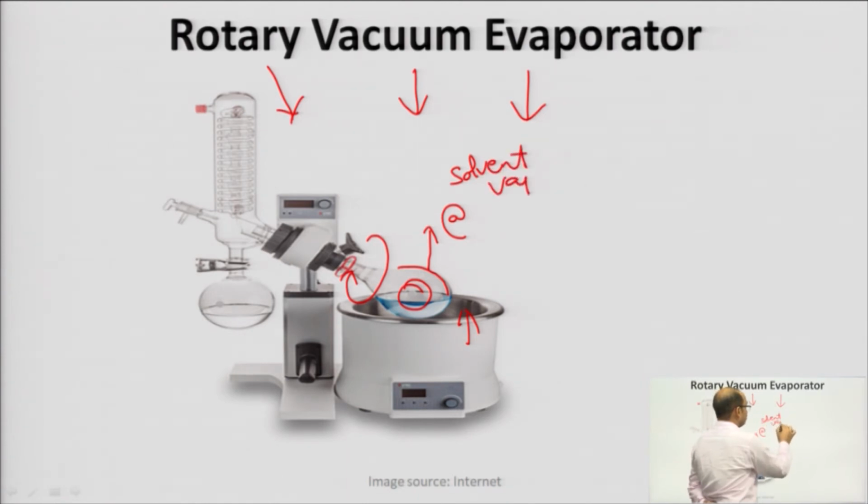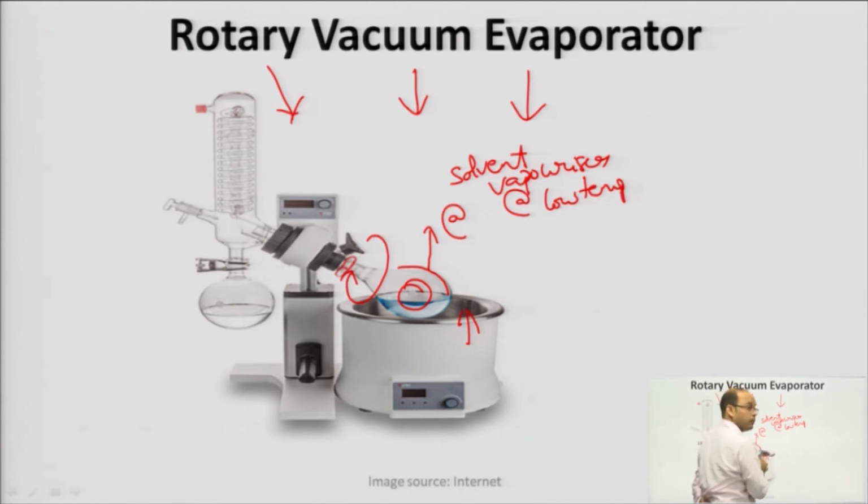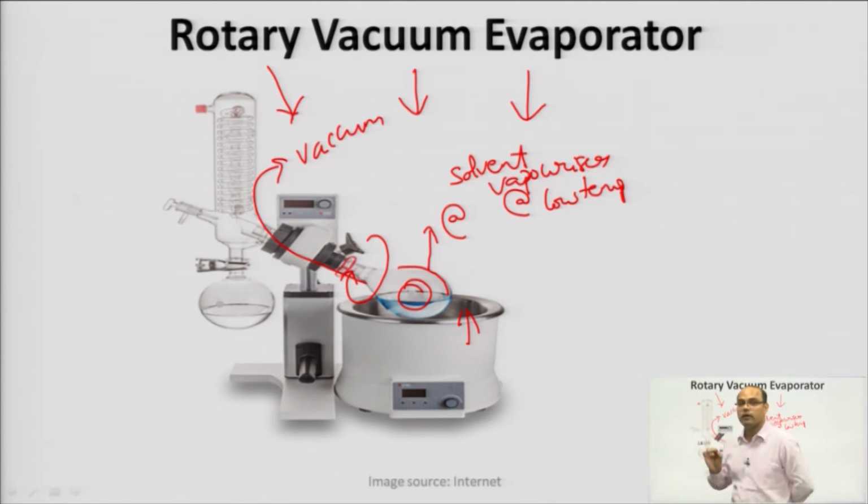Solvent vaporizes at low temperature due to formation of a thin film. Simultaneously, we also apply vacuum through this vacuum pump, and due to this our solvent gets vaporized at a very low temperature, preserving the thermolabile phytochemical in the filtrate.